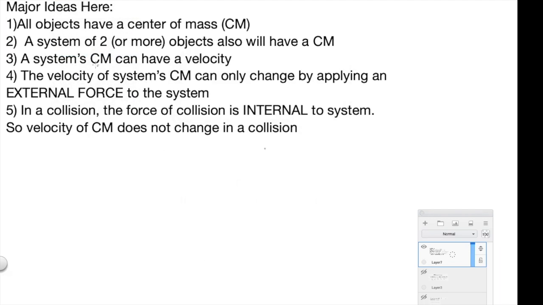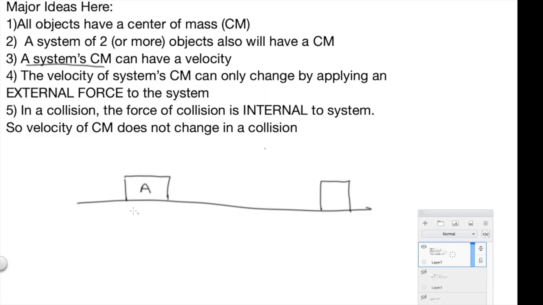Okay, third idea: a system's center of mass can have a velocity. So let's go back to this. Block A, block B, that's supposed to be a flat surface. Pretend it's flat. Okay, so say we got two blocks and say block B is at rest. It's just sitting there. And then let's say that block A has a velocity.